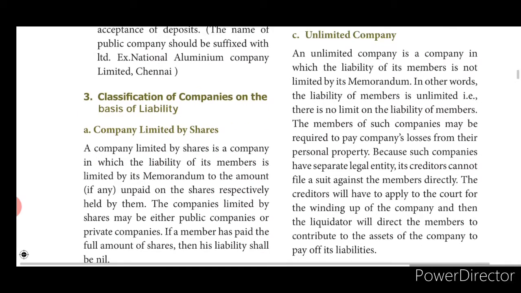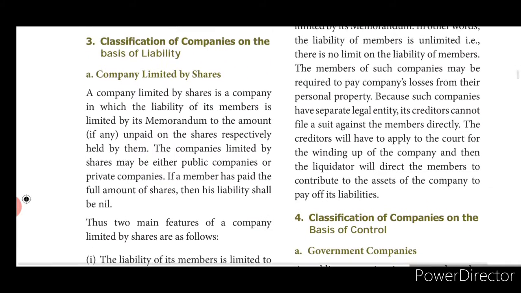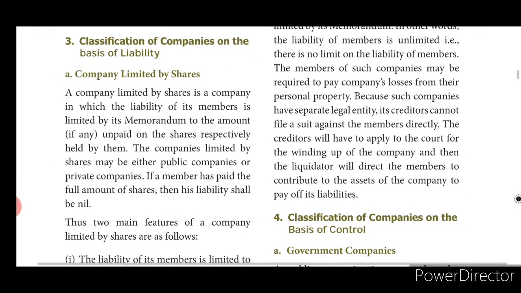Okay. So, classification of companies on the basis of liability. So we have seen two different types of liability, isn't it? One is limited, and the other one is unlimited liability. So now let's see what there is to do with this liability in companies. A company limited by shares is a company in which the liability of its members is limited by its memorandum to the amount, if any, unpaid on the shares respectively held by them.